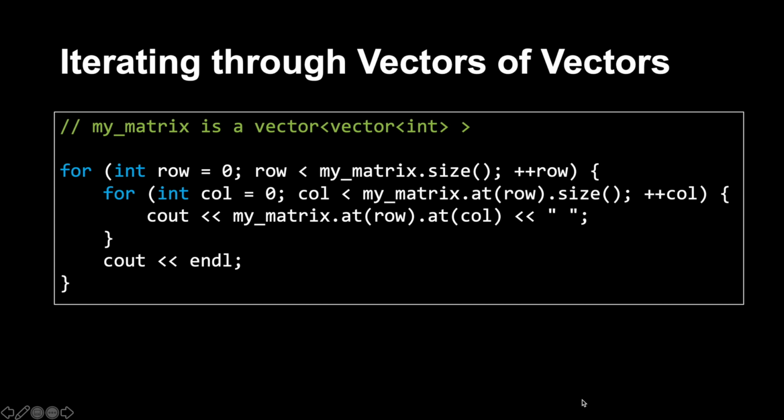We can iterate through our vectors of vectors by using a nested for loop. Here, the outer for loop accesses each row in our matrix or 2D vector, and the inner for loop accesses the data within each row, the inner vector.